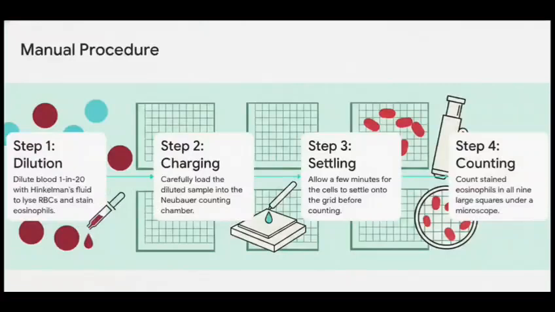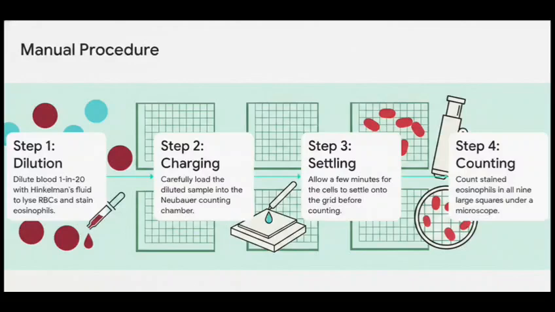So, this whole process is all about being meticulous. First, you take the blood and dilute it, a 1 in 20 dilution using something called Henkelmann's fluid. This stuff is pretty cool. It does two really important things. One, it blows up all the red blood cells so they don't get in your way. And two, it stains the eosinophils this really bright, easy-to-spot red color. Then you carefully load that mixture into the chamber and wait.